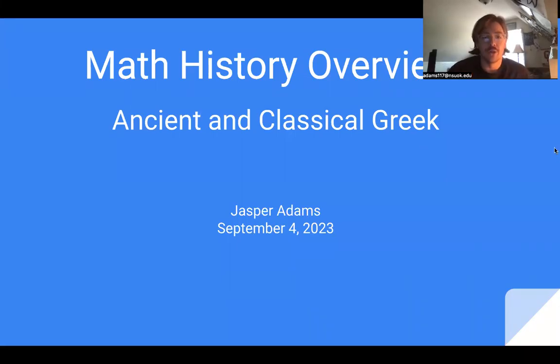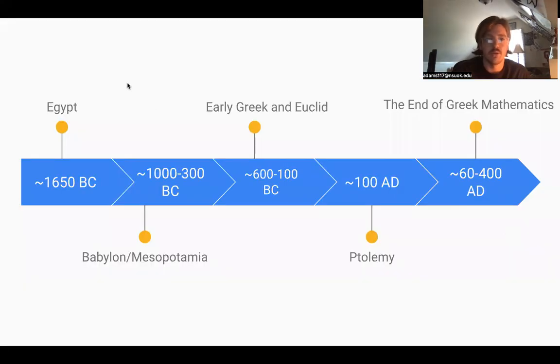All right, so here we have our math history overview of the ancient and classical Greek mathematics. So we start off in Egypt. Just to move this around as we go.